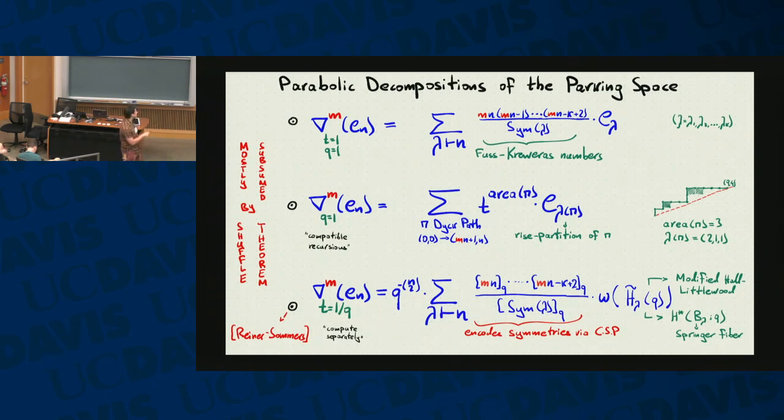And another one that I haven't seen in the symmetric group literature, so I've seen it in Vic Reiner's and Eric Sommers' work. So if you expand the T equal to 1 over Q evaluation with respect to the modified Hall-Littlewood polynomials, you get this very cool Q version of the Fuchs-Creveras numbers.